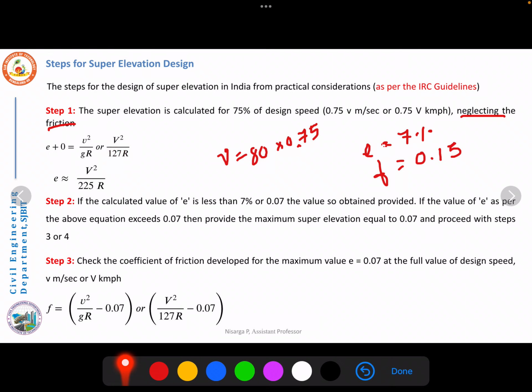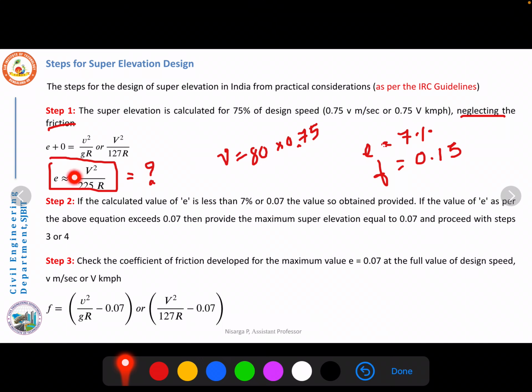So now when you substitute V equal to 0.75 V and F equal to 0, we will get the value of e as V square divided by 225 R. So using this expression, check the value of superelevation that we obtain. If the value obtained is less than 7% or 0.07, then the value we obtain in step 1 will be provided as the superelevation value.